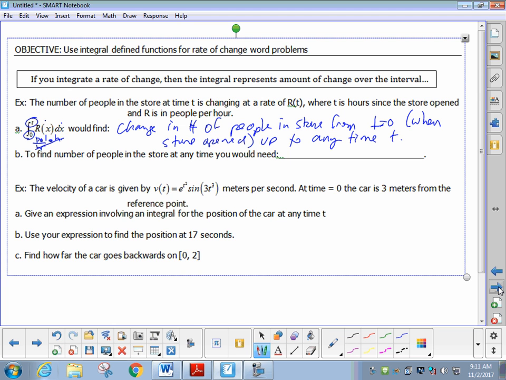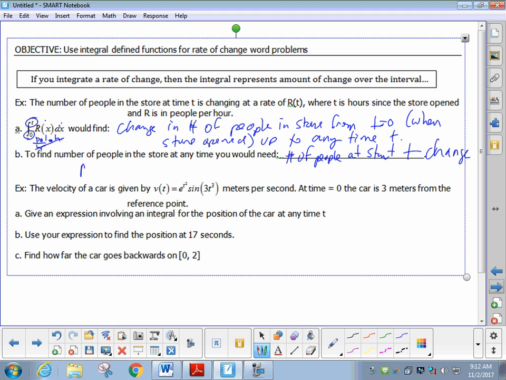Now, that's change. It's crucial that you see that integral as the change in the number of people, not the number of people. To know the number of people, it wouldn't be enough to just know how much it changed. You'd also need to know how much it started at. You need to know how much it started at, and how much it changed, to see how much was there later, right? So to find the number of people in the store at any time, you would need the number of people at the start, and then add the change. So an initial condition plus the change gives you an ending point.